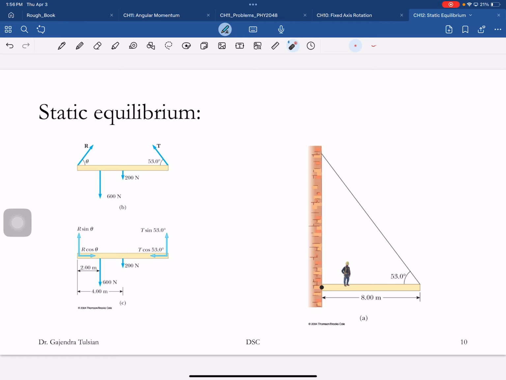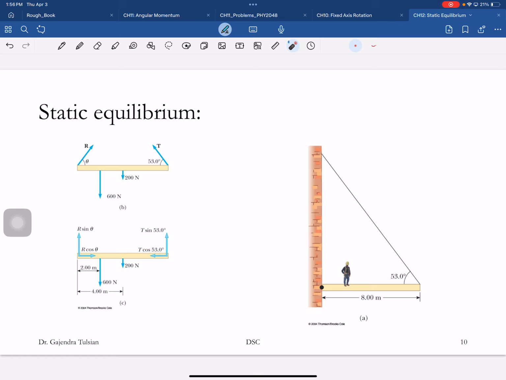There is the tension on the beam. The tension of this cable applied to the beam there. There is the weight of the beam. That's the force of gravity on the beam. There is the weight of the person acting on the beam. So the gravity is pulling him down and he is pushing on the beam.